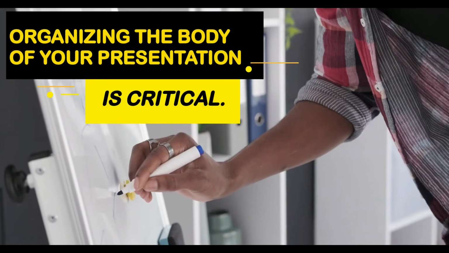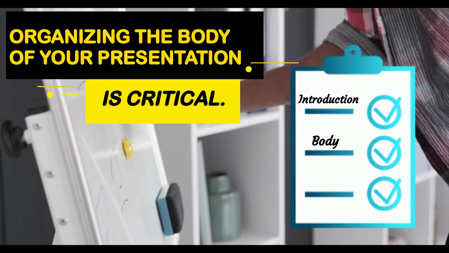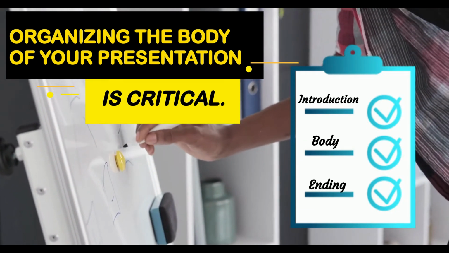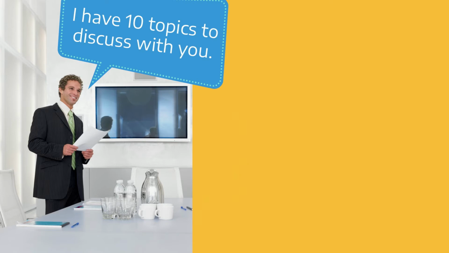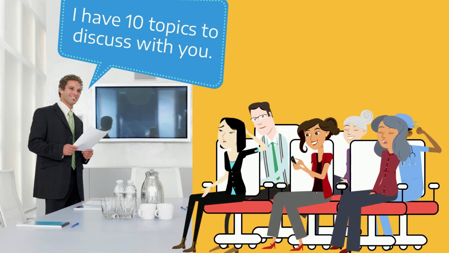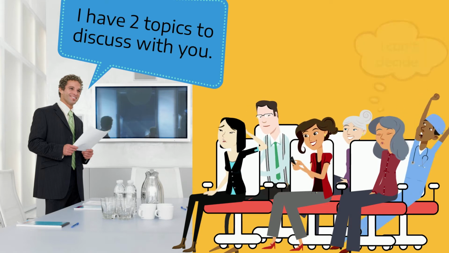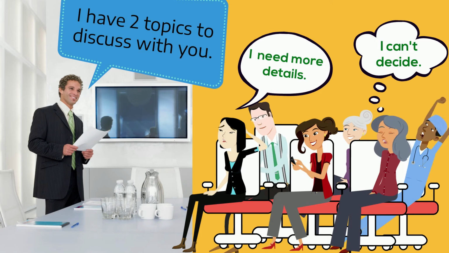The organization of the body is critical because the audience needs to follow what you are saying or doing. When organizing and arranging the major points in your discussion, remember these tips. If you have more than 5 major points, the audience can get lost or confused. If you have fewer than 3, you might not have enough information and your topic might be too simple or narrow.